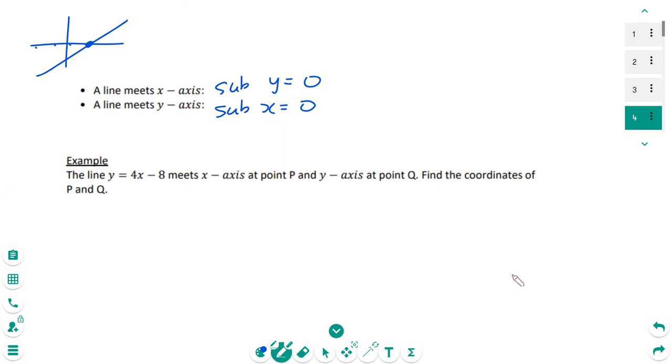Now, these two keywords, meets x-axis, meets y-axis, you will see them quite a lot actually. So when you see it meets the x-axis, y equals 0. Meets the y-axis, substitute x equals 0.